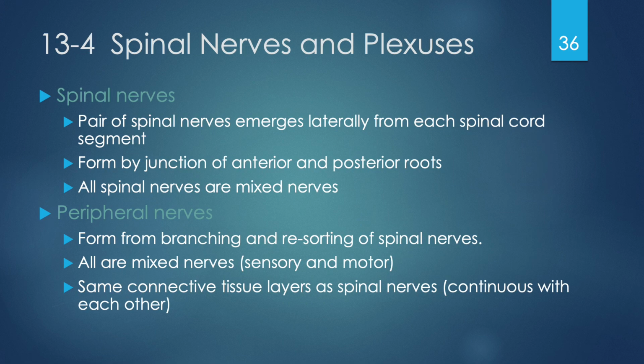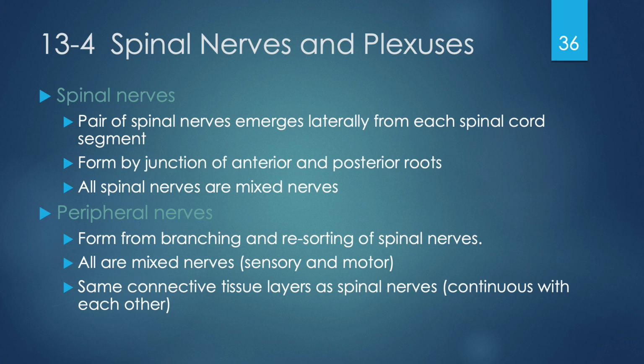So spinal nerves are paired spinal nerves because they have one on each side. They're emerging laterally from each spinal cord segment, and they're formed by the junction of both an anterior and a posterior root that we looked at in the previous images. And it's worth noting that our spinal nerves are all mixed nerves, meaning they both have sensory and motor components to them.